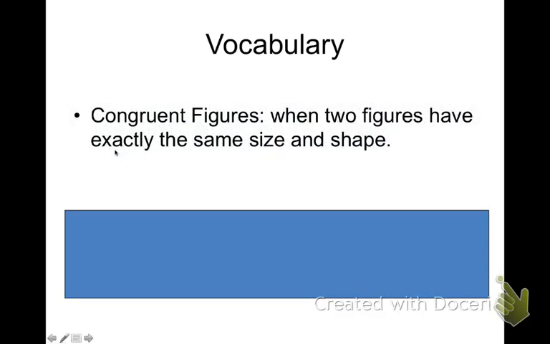We're talking about figures that have exactly the same size and shape. So congruent figures are when two figures have exactly the same size and shape, which also means same lengths and angles, because it's both the side lengths and the angle degrees that make up the shape.